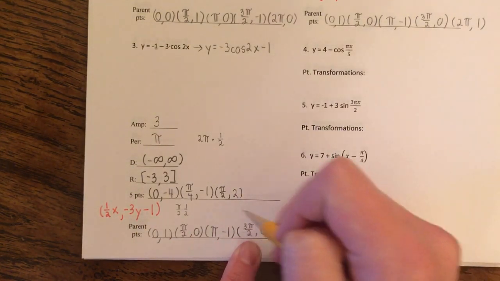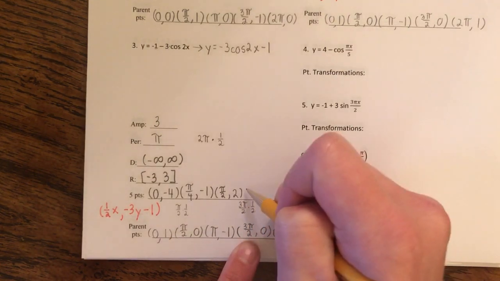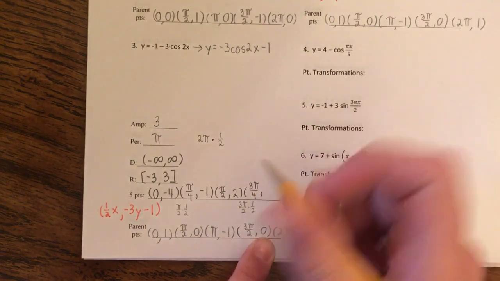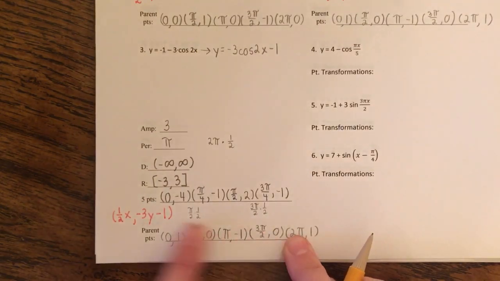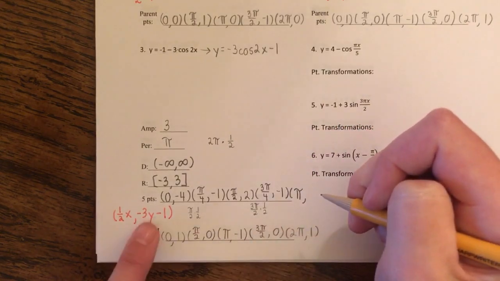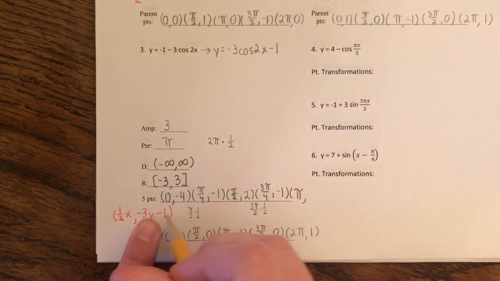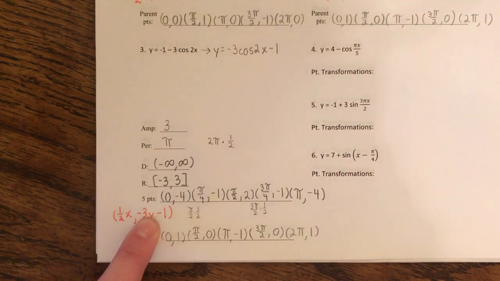Then 3 pi over 2, if you need to write it, times 1/2 would be 3 pi over 4, comma, plug in 0 here, you'd get -1. And then 2 pi times a half will just be pi, comma, plug in 1 here, -3, and then -1, which would be -4. Okay, so this will help guide us.